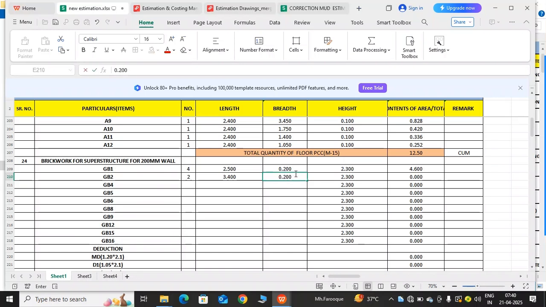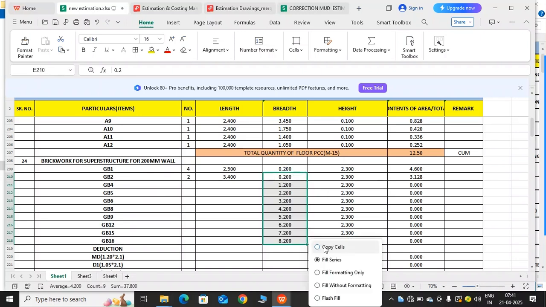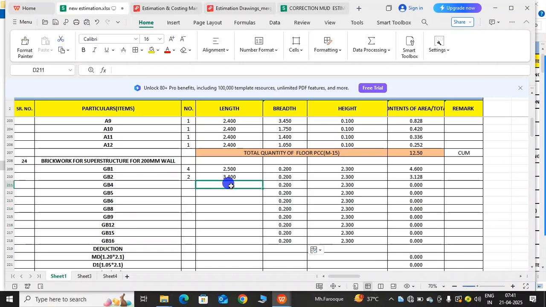And that's all. You can scroll it down, okay? Because it is the same for all of them. The height is the same, the width is the same, only the length is different. And then again for GB4, you should write the length, and both of them you can copy like this. Click here, copy cells, and then you can write the length for GB5, GB6, and so on.